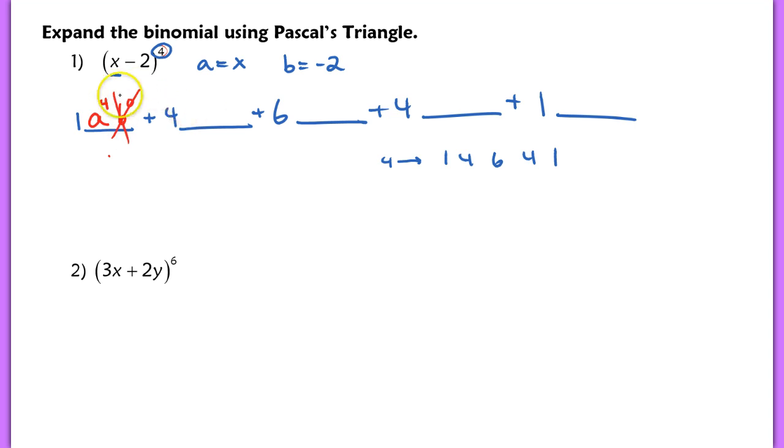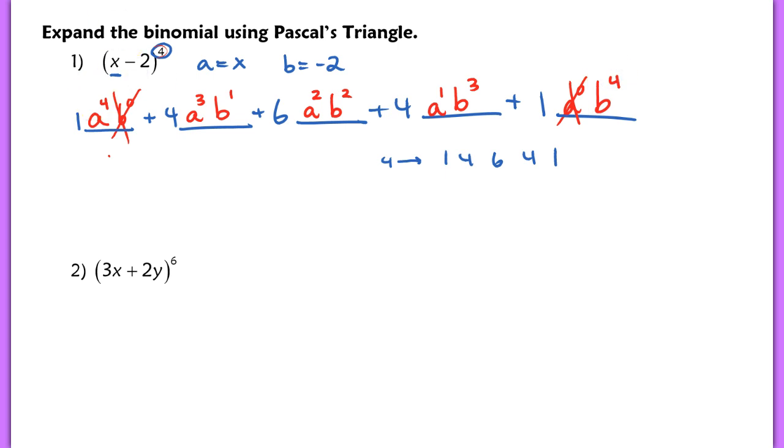Now your next term, remember, your power decreases by 1, so that becomes a cubed, but your b power goes up by 1, so that becomes b to the 1st. For your next term, you should get a to the 2nd power, because again it decreases. B will increase. For your next term after that, so the 4th term here, I should have a to the 1st power and b to the 3rd power, and finally we'll end with a to the 0. Again, you don't need to write that in, but b to the 4th.